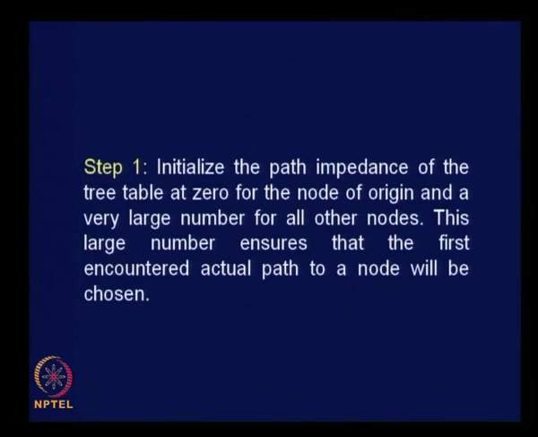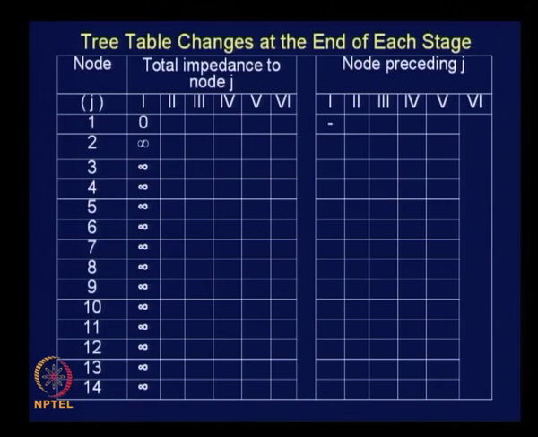Let us again recapitulate step 1. We are initializing the path impedance of the tree table at 0 for the node of origin, which is node 1, and a very large number for all other nodes. This large number ensures that the first encountered actual path to a node will be chosen. Once you complete this first step, this will be the result.